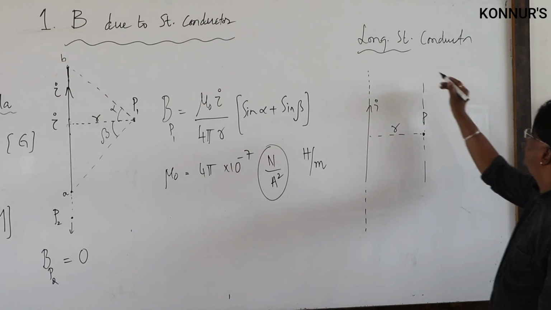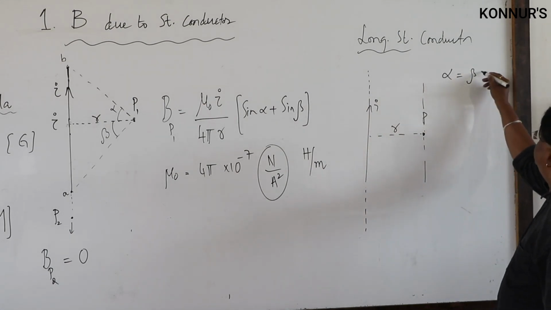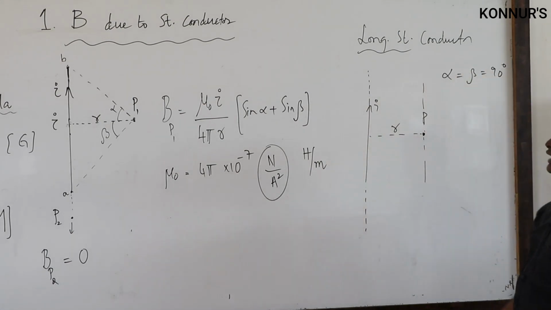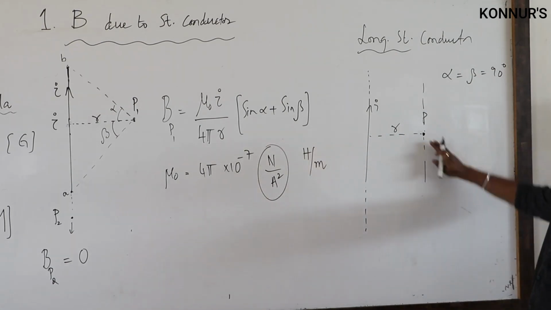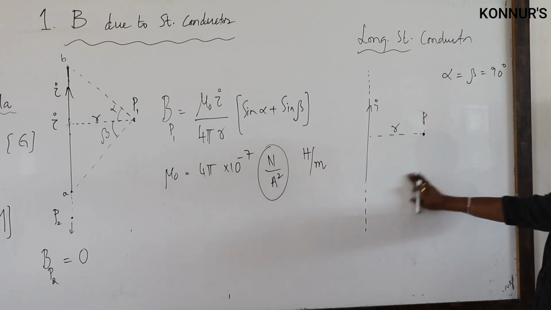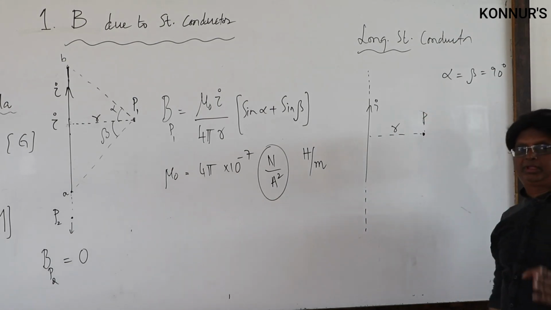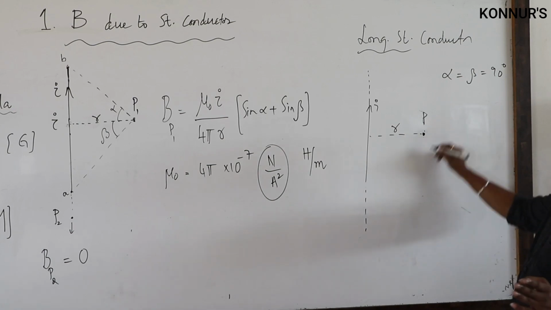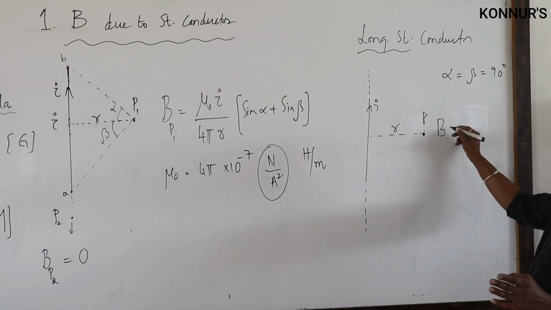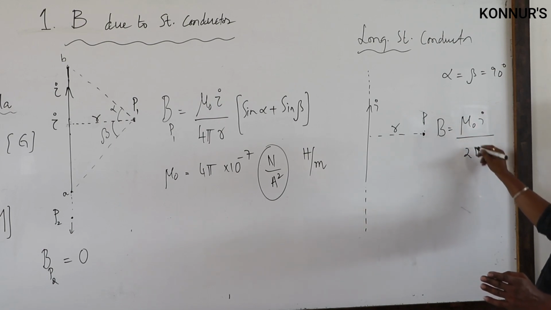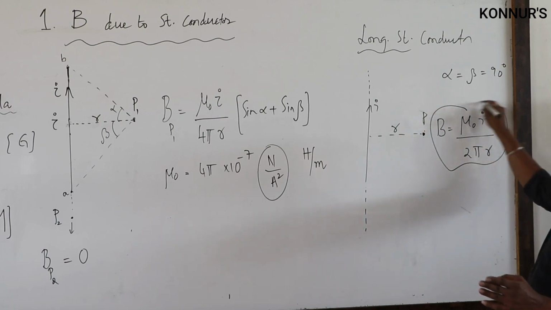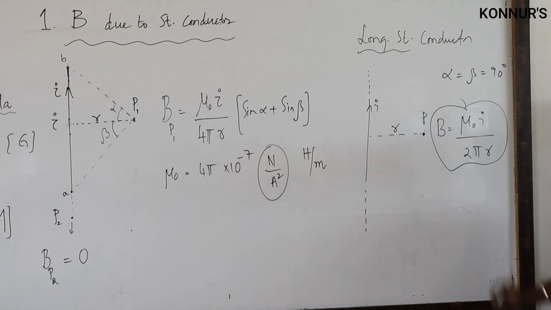Therefore here in this case, long straight conductor, alpha is equal to beta is equal to 90 degrees. So sin 90 plus sin 90, it will be 2. Therefore, remember, long straight conductor, which is the most probable case in all our examinations, B at P is given by mu naught I by 2 pi R. Very important expression. Very important expression. And please have a good observation.